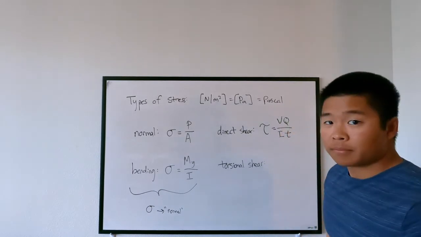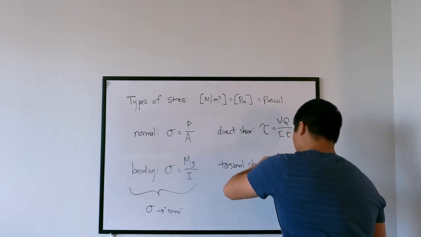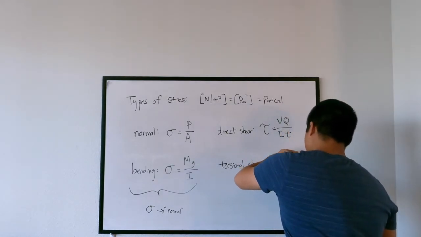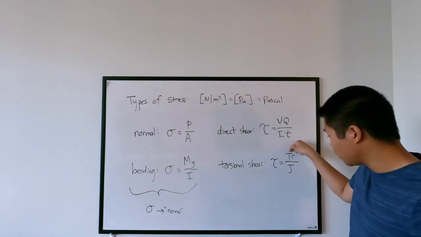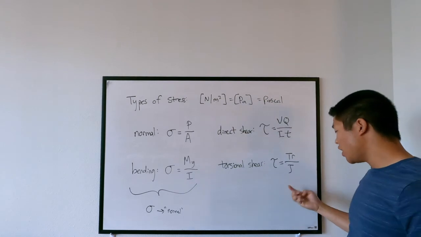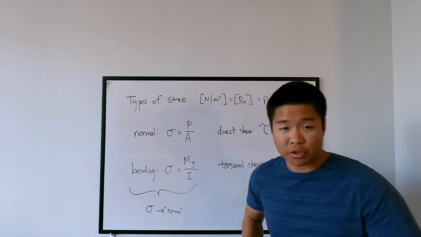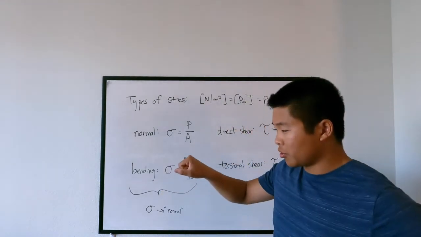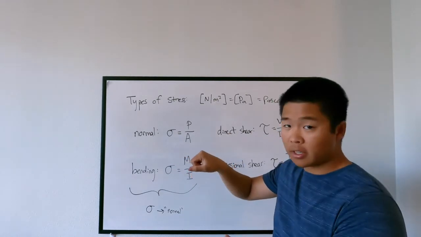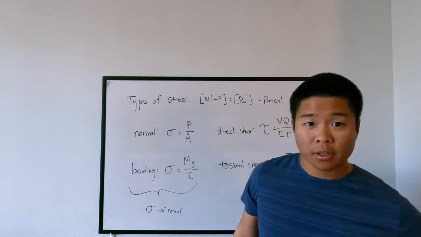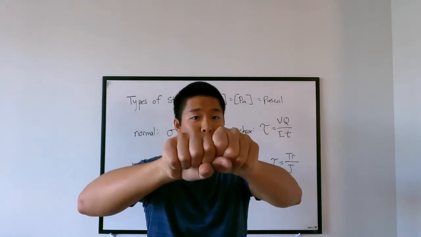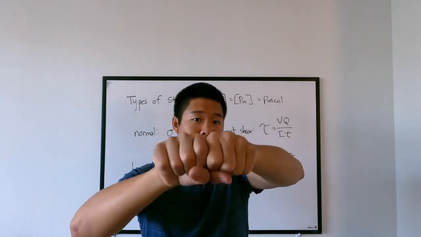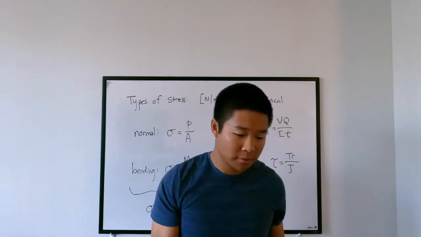Which is TR over J, okay? With T being the applied torque, R being the radius, and J being the polar moment of inertia, okay? So it's not the moment of inertia in the X or Y direction, it is the moment of inertia in the Z direction, okay? And this can be represented by doing this. This is twisting, right? So twisting stress, okay?